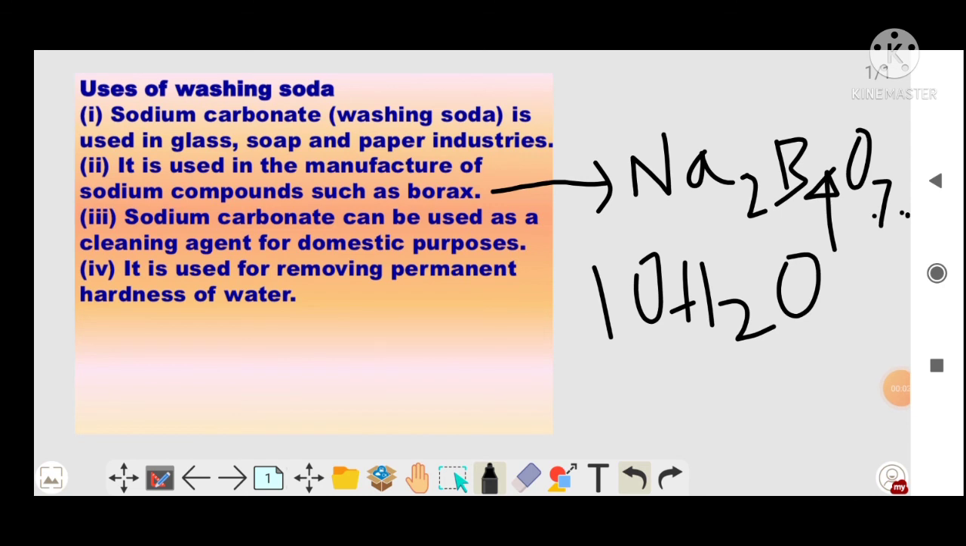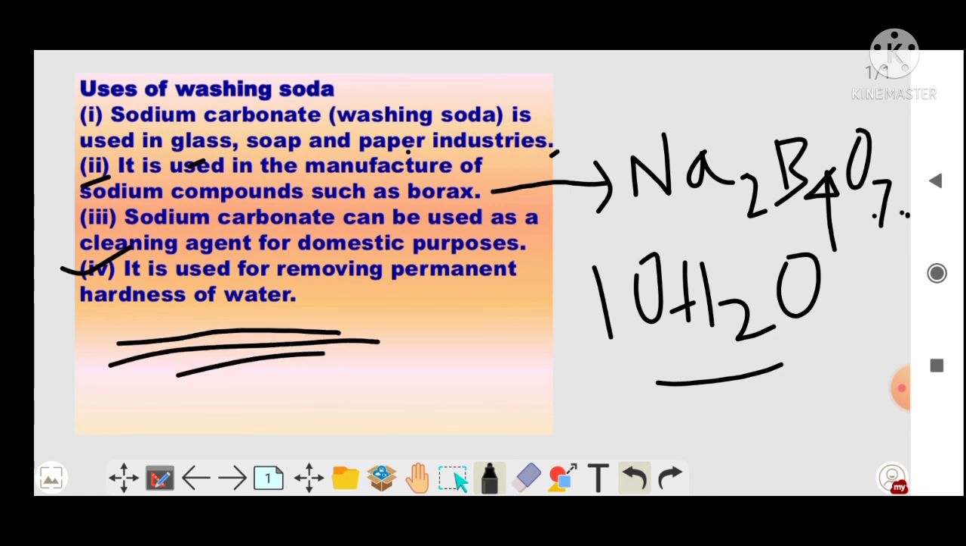Sodium carbonate is used in glass, soap and paper industries. Okay, and it is used in the manufacture of sodium compounds such as borax. The formula of borax is Na2B4O7.10H2O, sodium tetraborate decahydrate. Sodium carbonate can be used as a cleaning agent for domestic purposes, and it is used for removing permanent hardness of water.